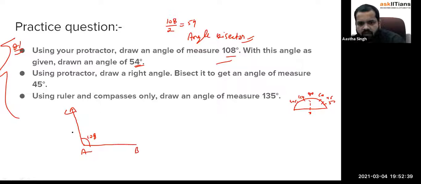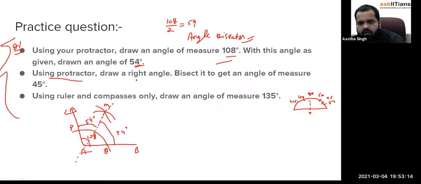So just take any arc like this. Suppose P and Q, with the compass pointed at Q and more than half of PQ, make an arc like this. And from point P with the same radius, make an arc like this. You will get your point M. Just join M and your point A. You will get this angle as 54 degrees. Right, guys? I think the point is clear.